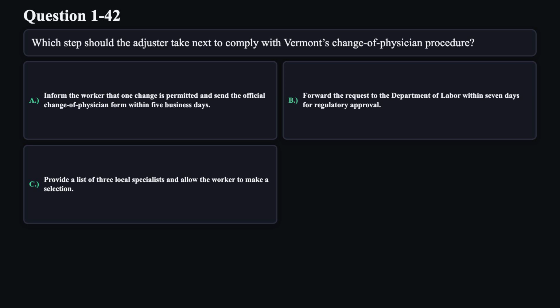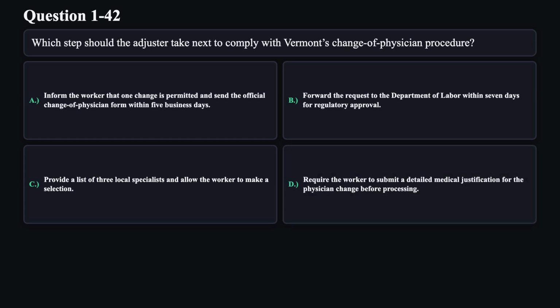C. Provide a list of 3 local specialists and allow the worker to make a selection. D. Require the worker to submit a detailed medical justification for the physician change before processing.